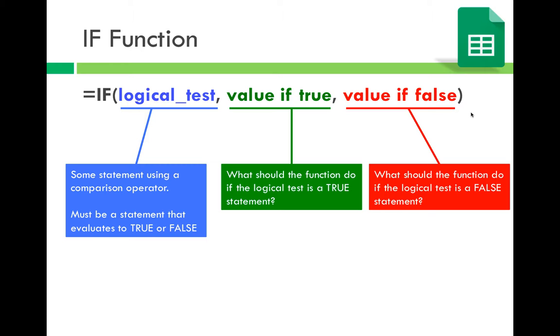So there's always going to be some test using a comparison operator. What do I do if it's true? And what do I do if it's false? Okay? So here are your three arguments. And again, hopefully as we show you some examples, this will start to make a little bit more sense before we let you play and go to town. Okay, so those are your three arguments for the if function.